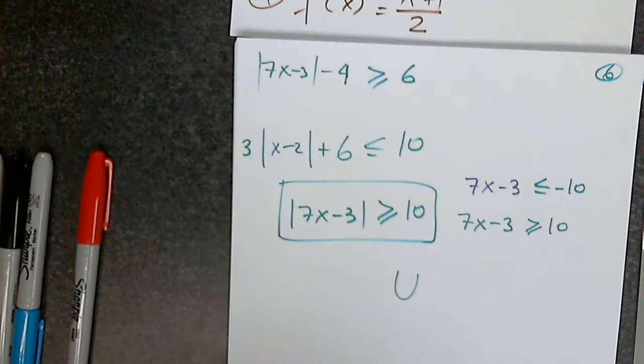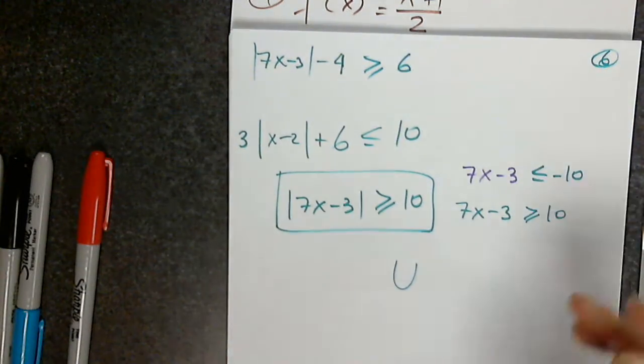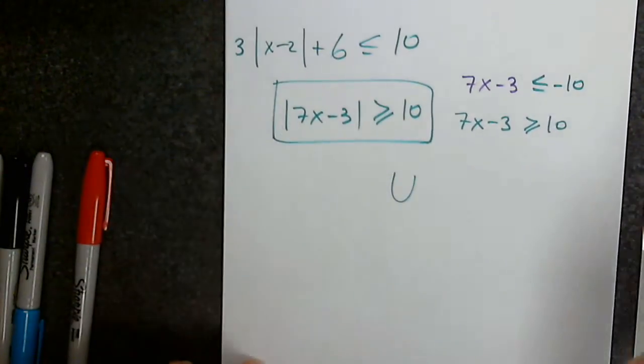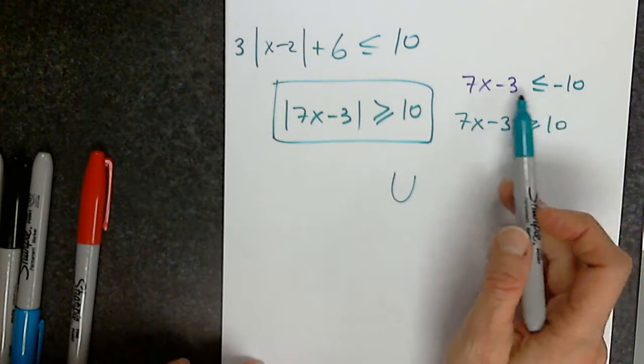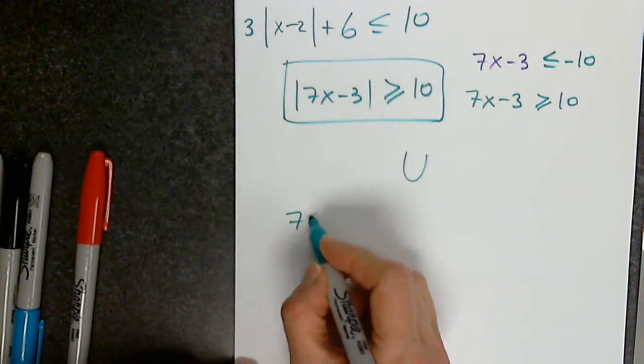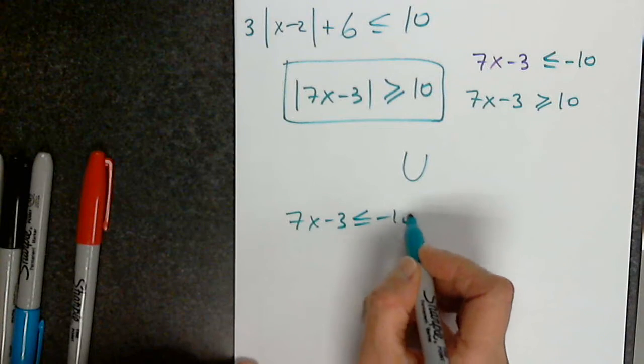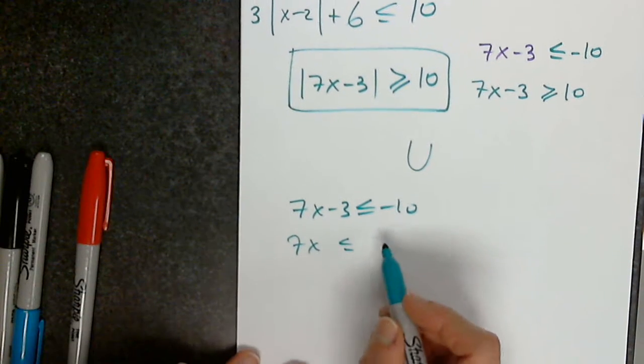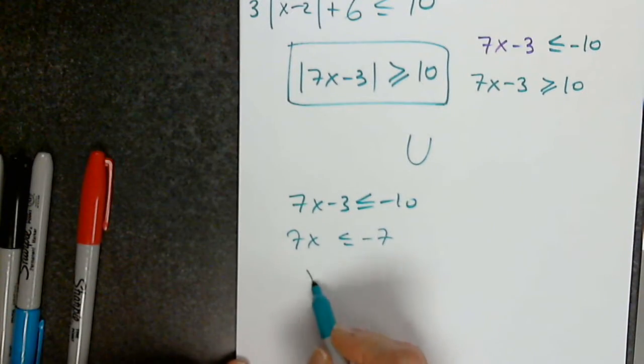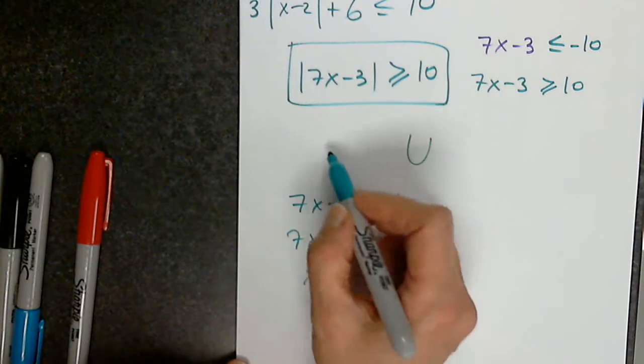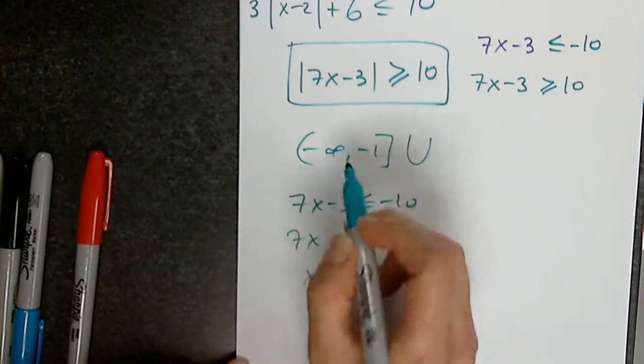Do we have the solution for the first one? Negative infinity to negative 1. Yes, because you are adding, so you're subtracting and dividing by 7, right? So 7x minus 3 less than or equal to negative 10, 7x less than or equal to negative 7. We divide both sides by 7. Indeed, negative infinity, negative 1.